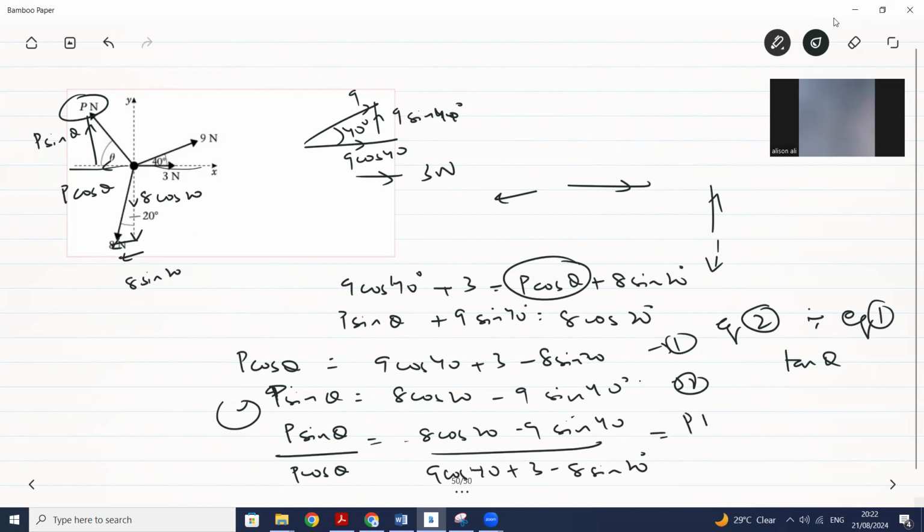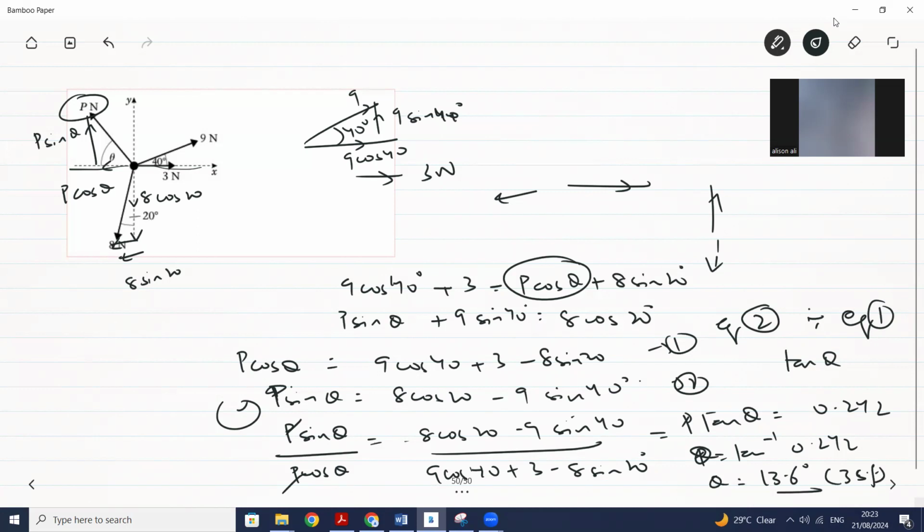So you are getting tan theta is equivalent to 0.242. Sorry, the P and P are cancelled. So theta is equivalent to tan inverse 0.242. Our final value is coming 13.6 degrees, correct to 3 significant figures. Now we have found theta.